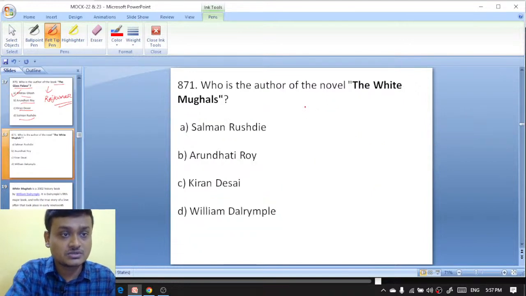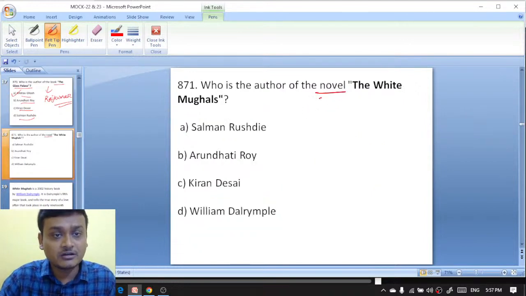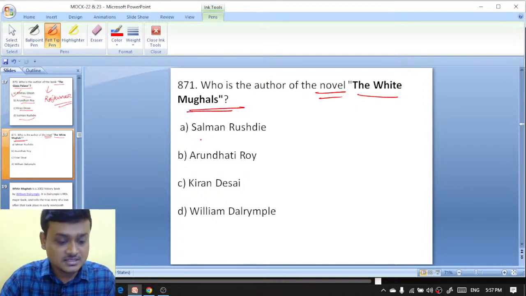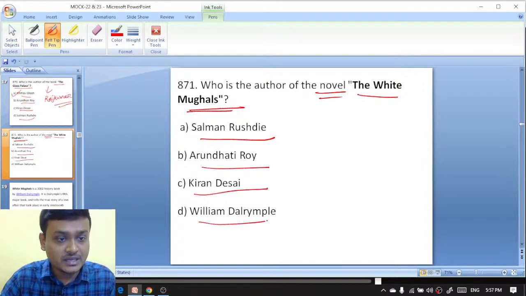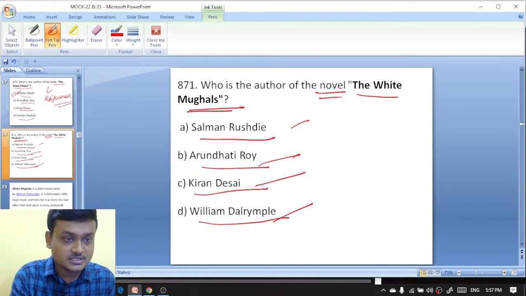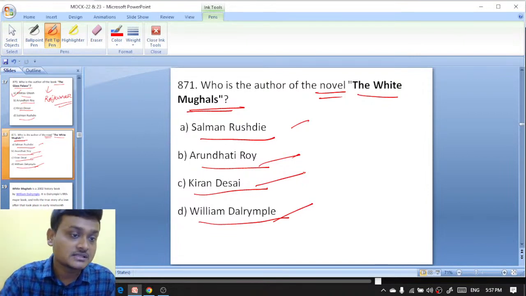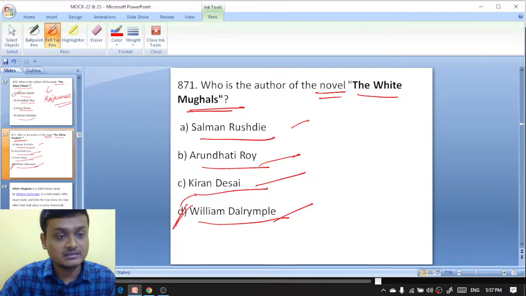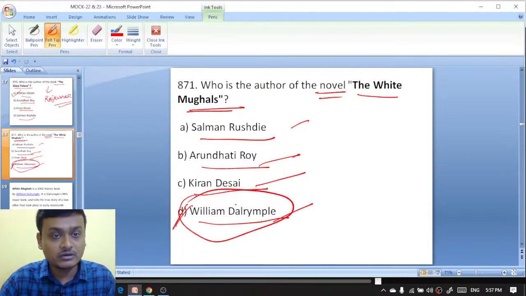Okay. Next question. Who is the author of the novel White Mughals? Your options are Salman Rushdie, Arundhati Roy, Kiran Desai, William Dalrymple. Here it is actually William Dalrymple who has written White Mughals. So D is the right answer here.